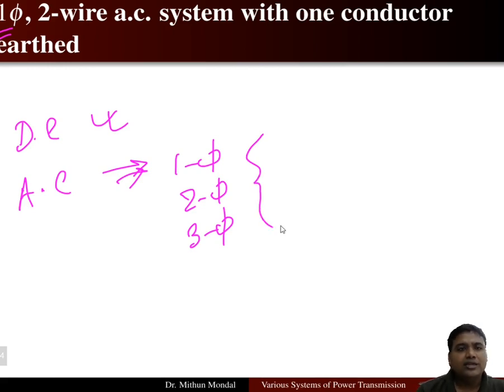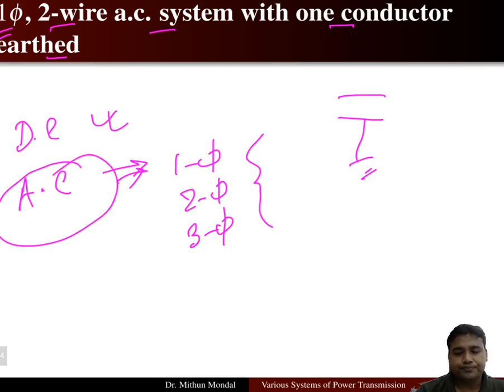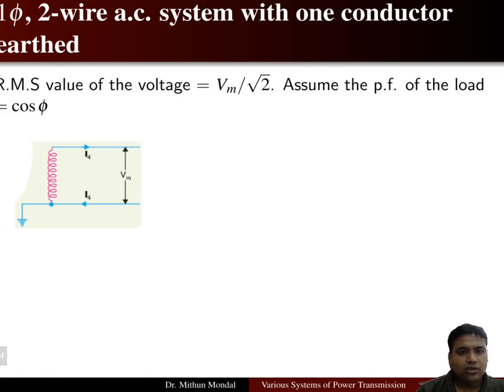So here we are discussing the first AC system case, that is a single phase 2-wire AC system with one conductor earthed. How many conductors are there? You will basically have two conductors. Two wires are there and one conductor you will take as the earth. But the system is AC and not DC. So here you have conductor 1 and 2, and any conductor you take, so two conductors you have taken and this one is given to be the earth.